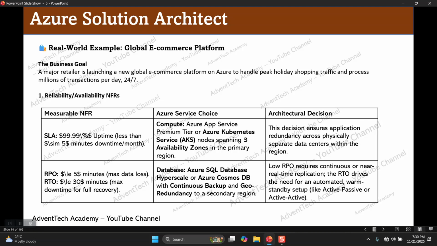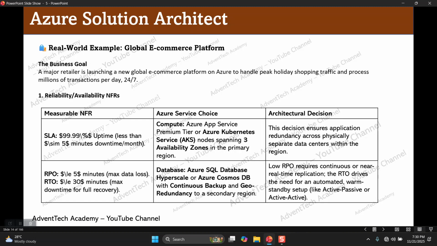Let us take a real world example, a global e-commerce platform. The business goal is that a major retailer is launching a new global e-commerce platform like Flipkart or Amazon. They are going to launch a new global e-commerce platform on Azure to handle the peak holiday shopping traffic and process millions of transactions per day, 24 by 7.